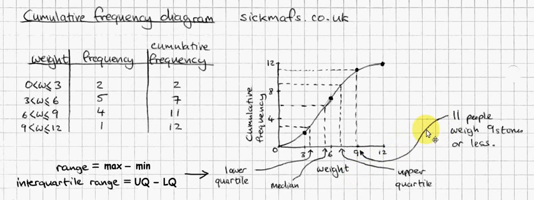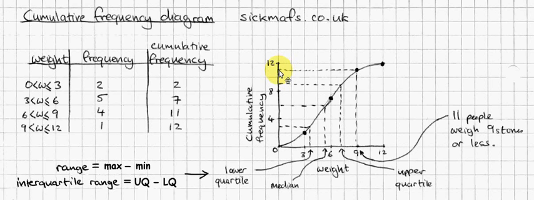Another common question is they might say, how many people have weight 9 stones or less? Oh, so it is stones. I should have put stones in brackets here, ST or something. Right, so how many people weigh 9 stones or less? Well, since we're talking about stones, you start from the bottom axis and then you go up to the graph and then you go across and you can see all this data. That's about 11, just say really roughly.